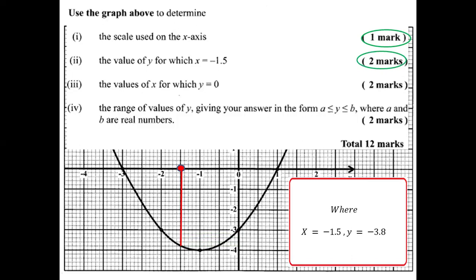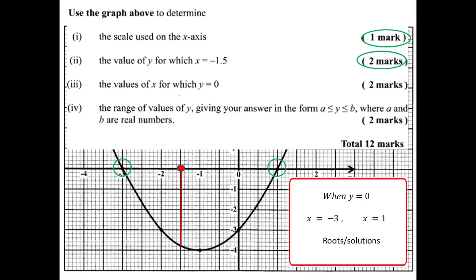The values of x for which y is equal to 0. Now, values of x indicates that there's more than 1. And there's another name that we call them, roots. In any case, on the x-axis, all values for y are 0. So here we're really talking about -3 and 1. So when y is 0, x equals -3 and x equals 1. Now these are also called roots sometimes, or solutions, right?